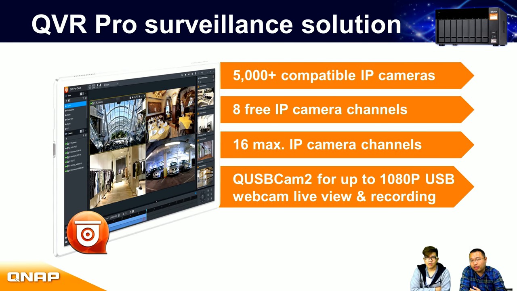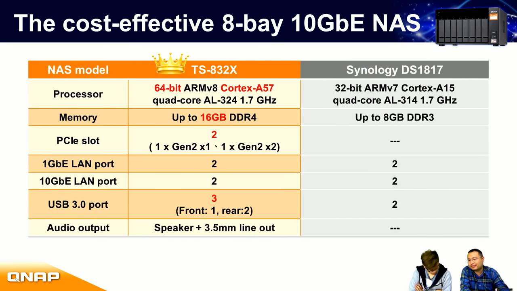Okay, cool. So the next slide is my personal favorite, because we come to the end and we have to compare our NAS with the Synology TS-1817. Let's take the processor. We are using the Cortex-A57, 64-bit, much faster. But they are using the 32-bit, which is the previous version. And then the memory: we support 16 GB DDR4, but they have 8 GB DDR3. And we have 2 PCIe slots, which brings you more flexibility when you want to combine other expansion parts, but they have none.